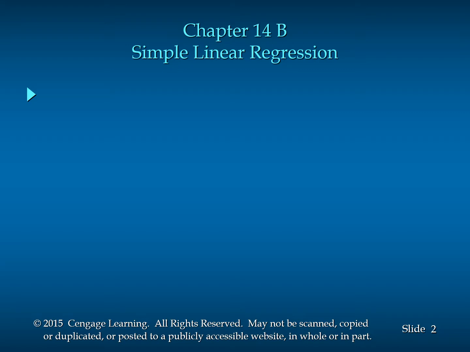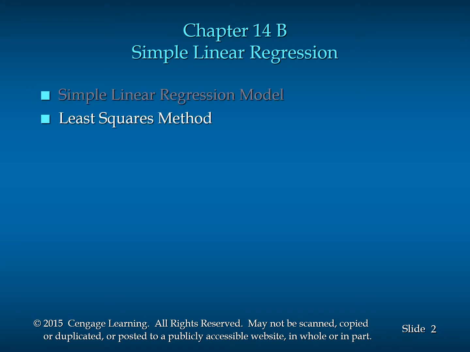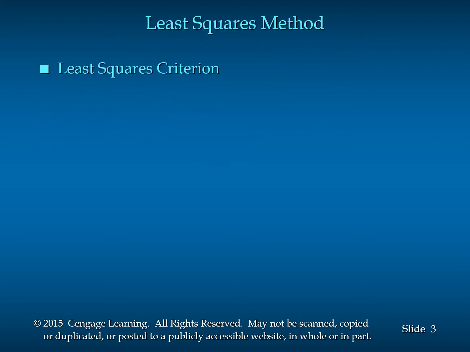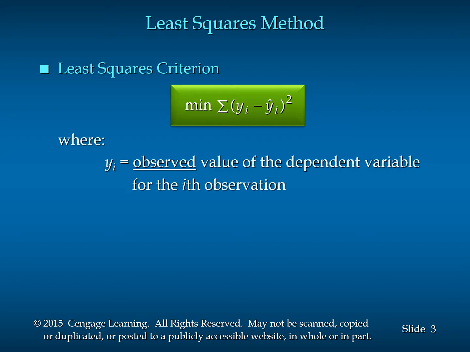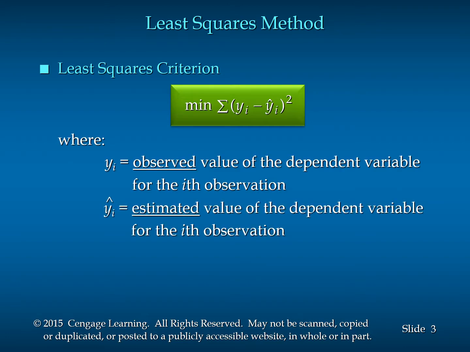There is a simple graphical and table method for developing a linear regression model, which is called the least squares method. In effect, the least squares method is trying to minimize the difference between each actual y value and our estimated y value, which is called y hat.